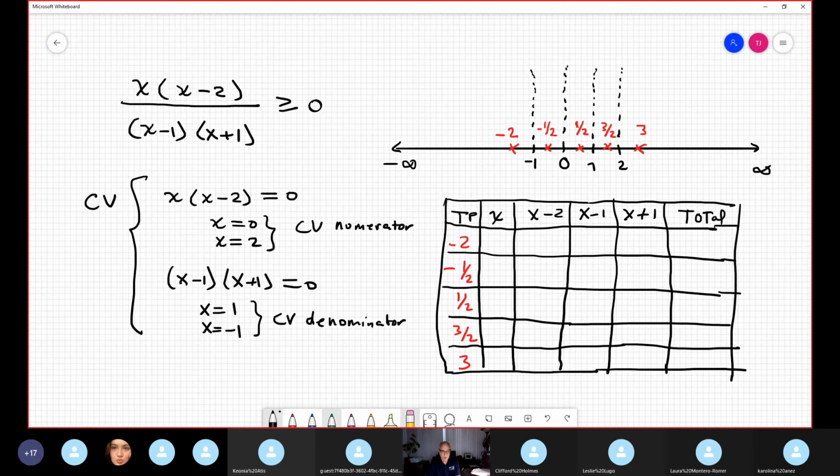Let's do it. Negative 2 is obviously negative, because negative 2 plus 1 is negative 1. So 4 negatives is positive. You see that?